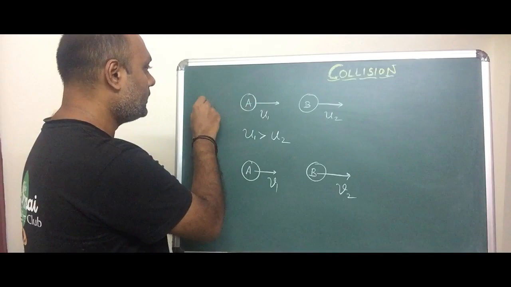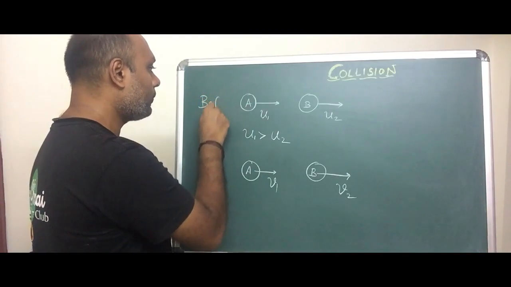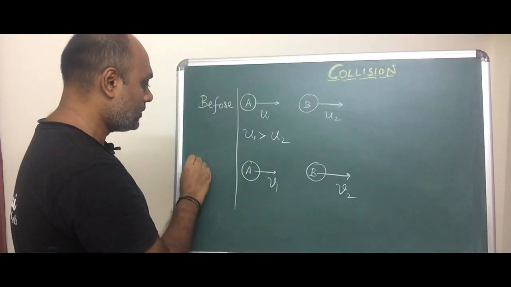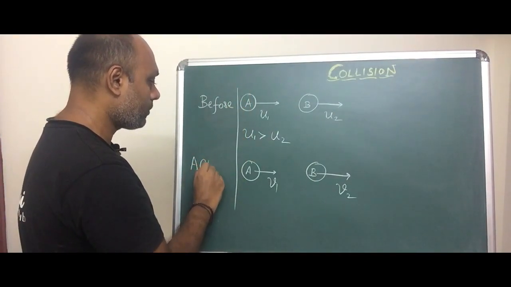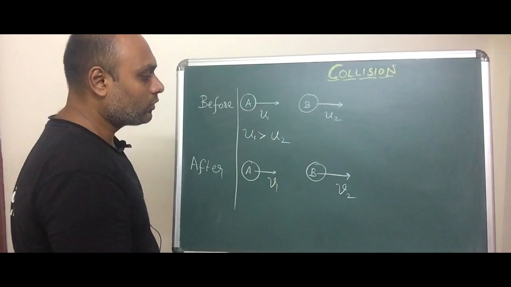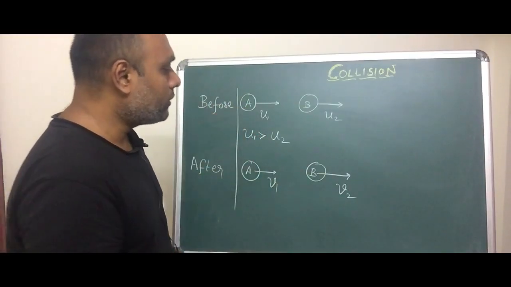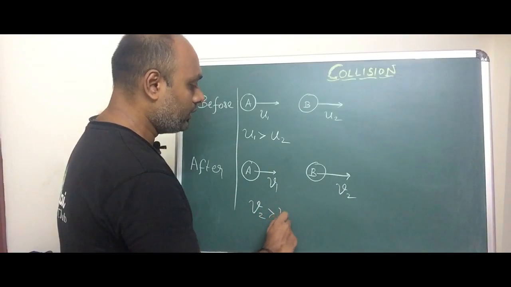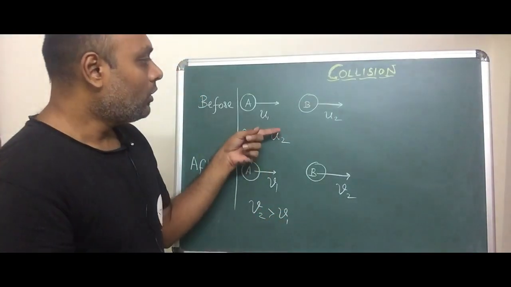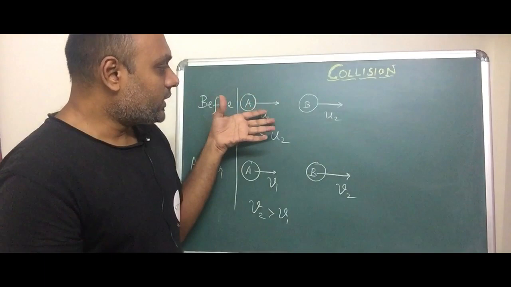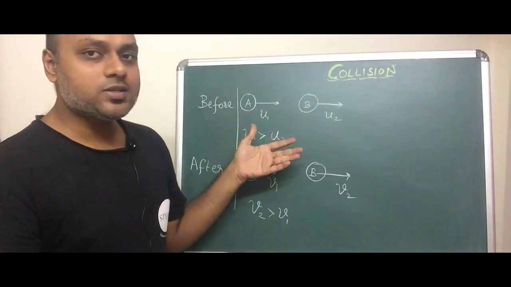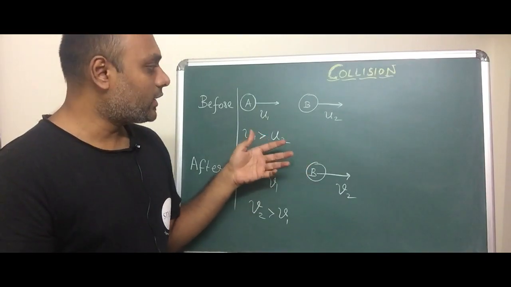So that is the instant before collision. That's the diagram, and this is the diagram that is there after the collision is over. Okay, this is after the collision. So before collision, u1 will be greater than u2, whereas after collision, v2 will be greater than v1. Now this is a case where it is a direct collision. I'll also explain what is the difference between a direct collision and an indirect collision.